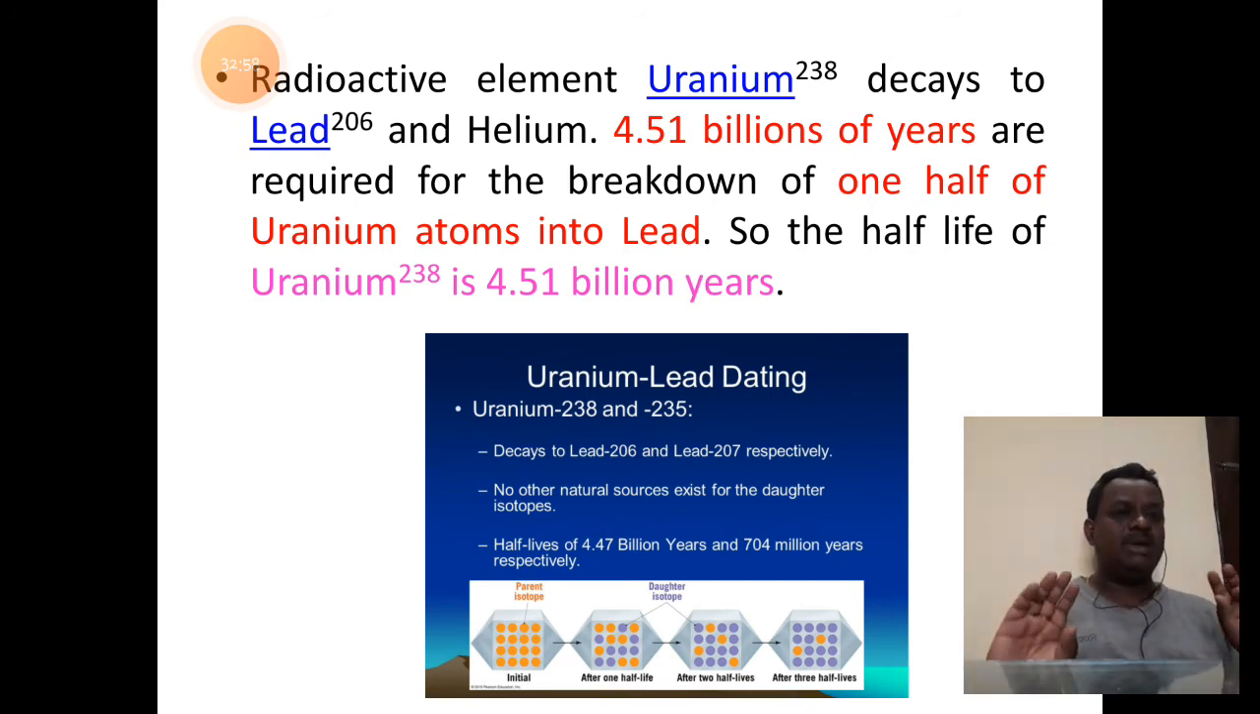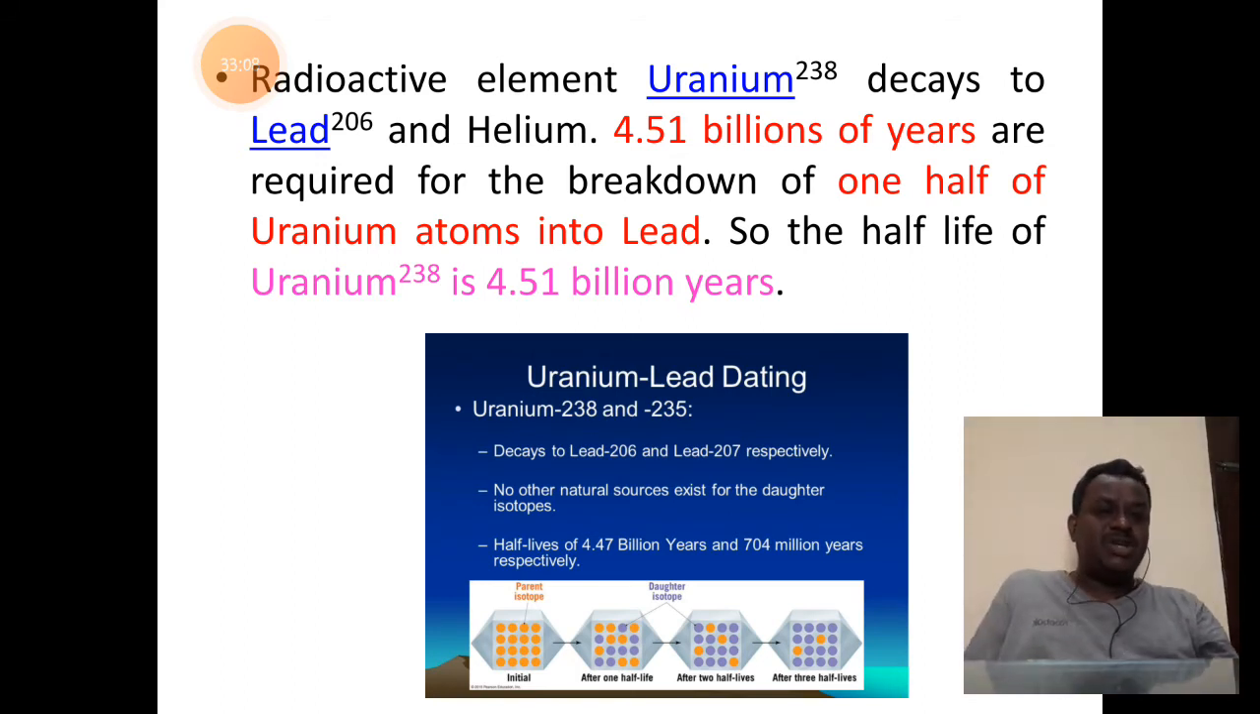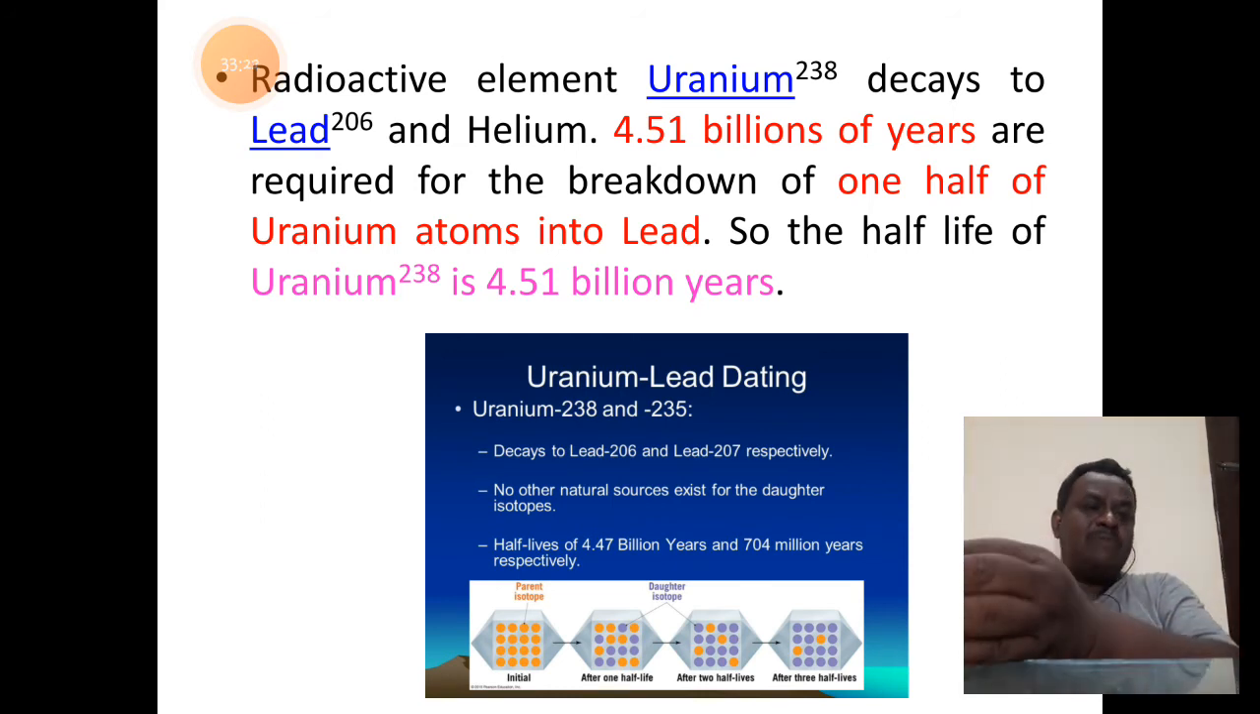Then, to reduce that 50% to another half, another 4.51 billion years it will take. So down is the picture which depicts uranium-238, whose half-life period is 4.51 billion years. So what is the half-life period? One half-life period is equal to the reduction of 100 atoms to 50 atoms.